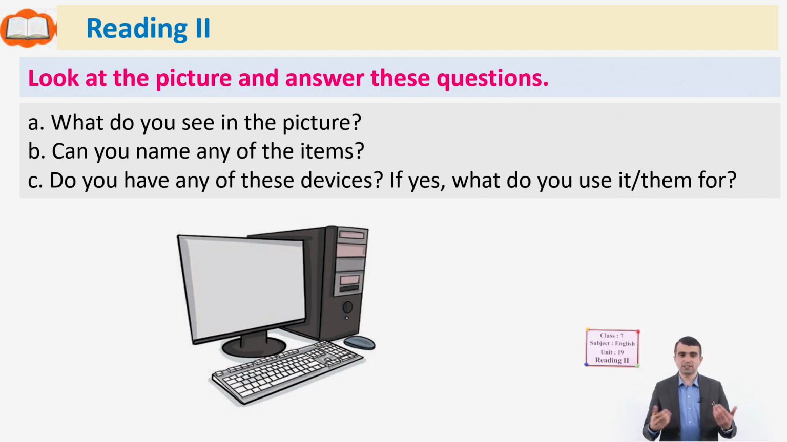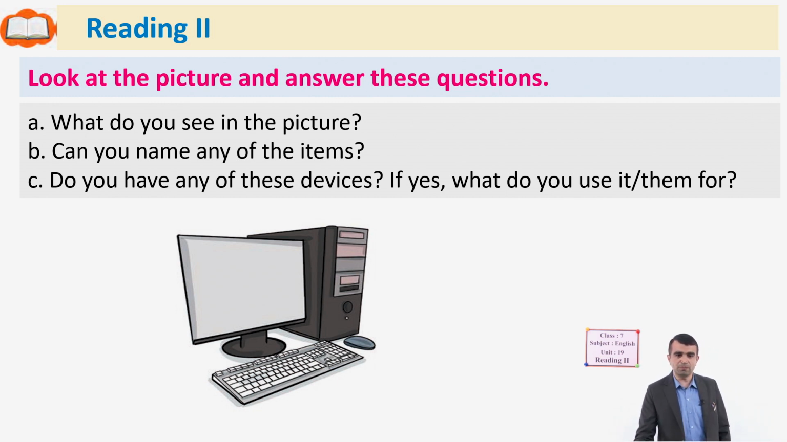Now here you can see reading second, and in the beginning, what can you see here? Look at the picture and answer these questions. Now there are 3 questions in the beginning. Before we start reading, let's try answering these questions. First question A. What do you see in the picture?